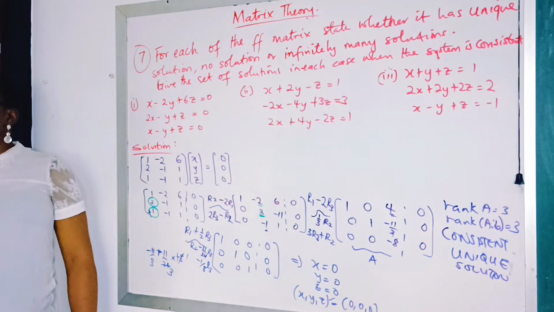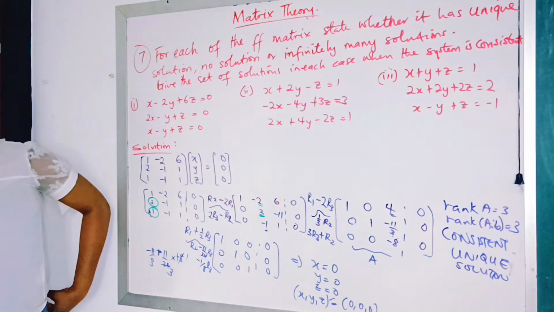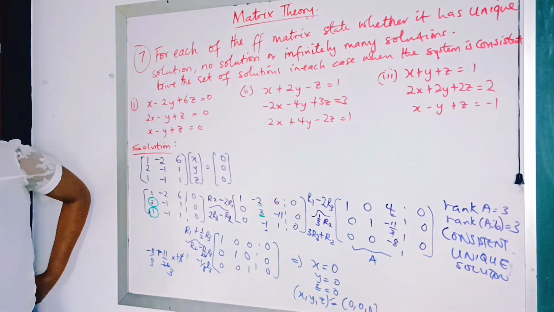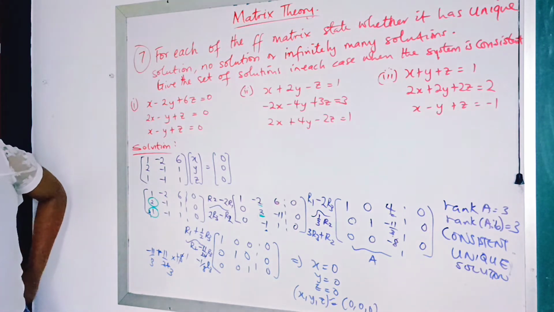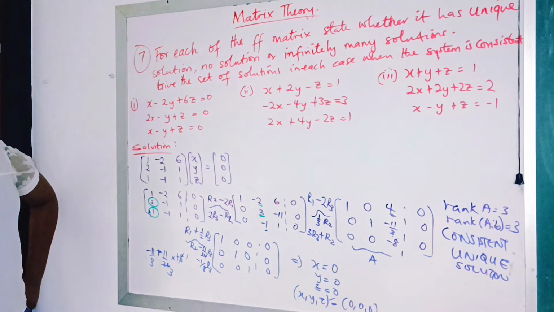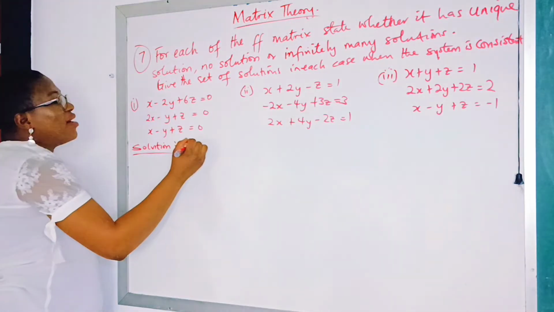Is it normal for all the solutions to be 0, 0, 0? Yes, it's normal. See the question we're given. Number 2.